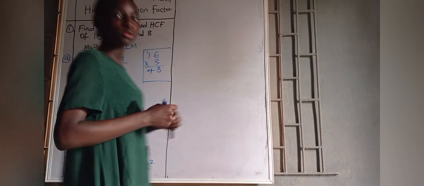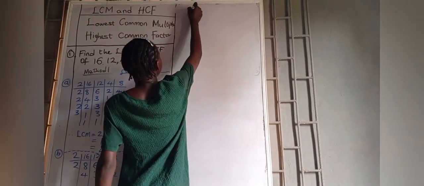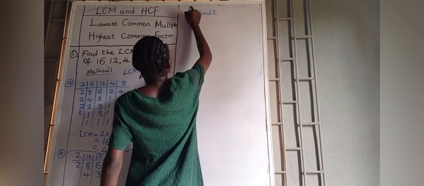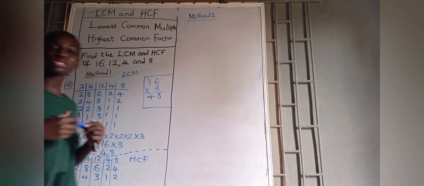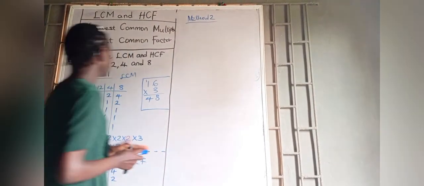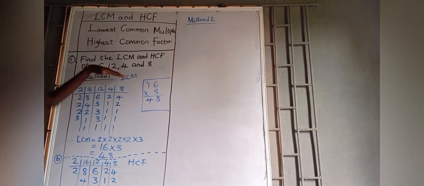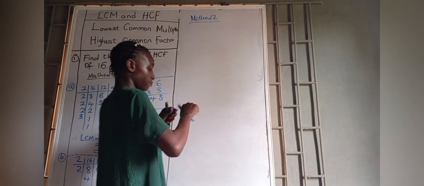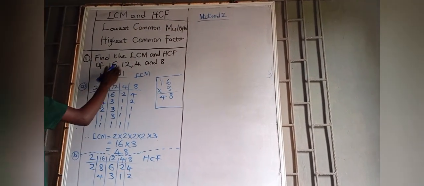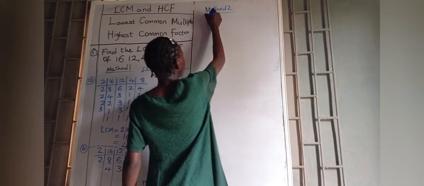All right. Without further wasting of time, I'll move to method two. In this method two, we are going to be using the product of the prime factors to find our LCM and HCF. So I'm still using this question. We are starting from the LCM. So first of all, we look for the product of the prime factors of each number.